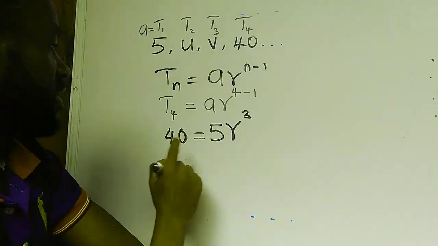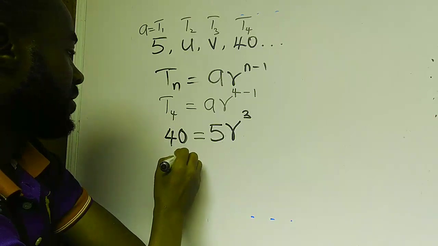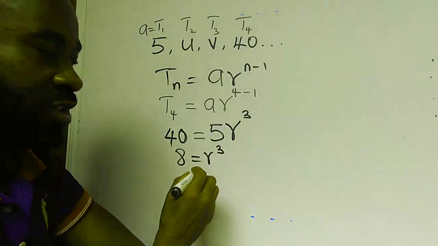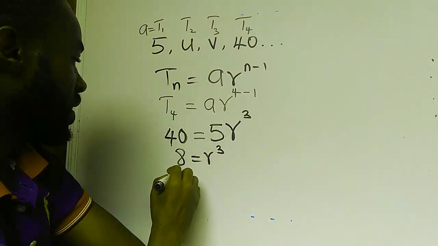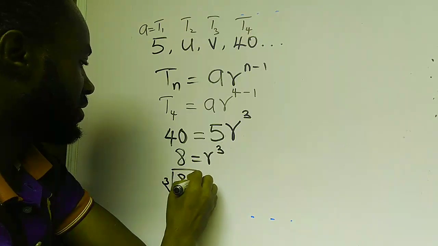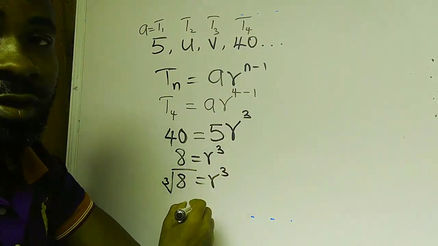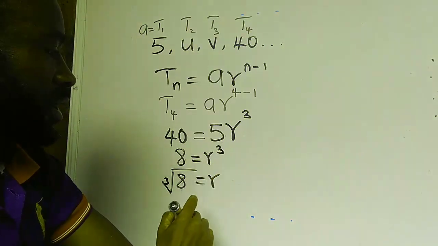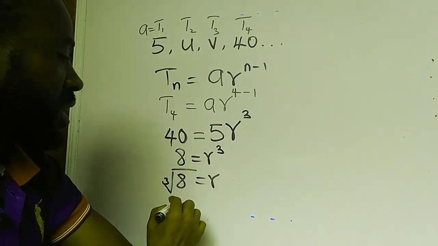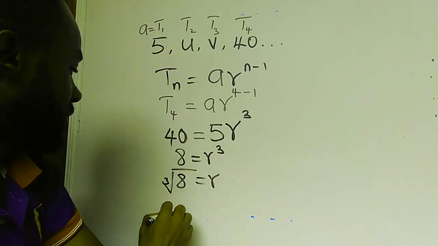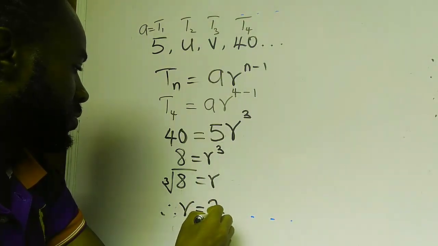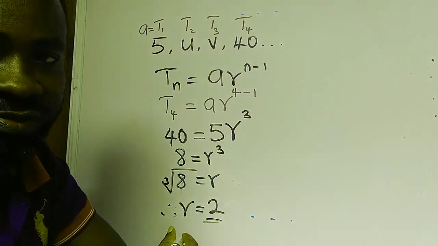When you divide both sides by 5, we'll have that 8 is equal to R cubed. When you take the cube root of both sides, we're going to have that cube root of 8 is equal to the cube root of R cubed, so it is equal to R. To get rid of this cube, we take the cube root of both sides, and therefore that gives us that R is equal to the cube root of 8, which is 2. So I've gotten the common ratio as 2.